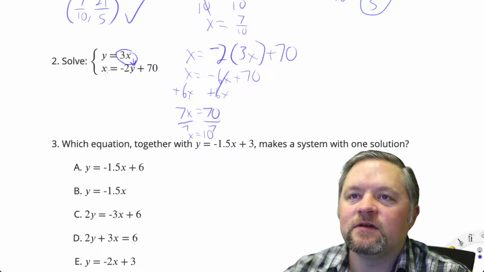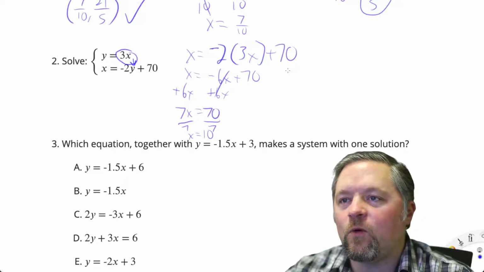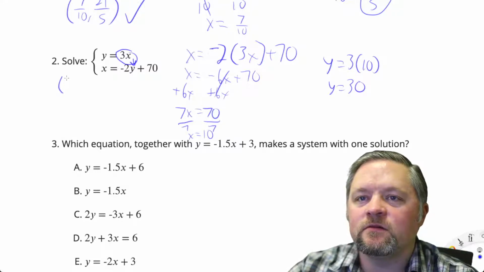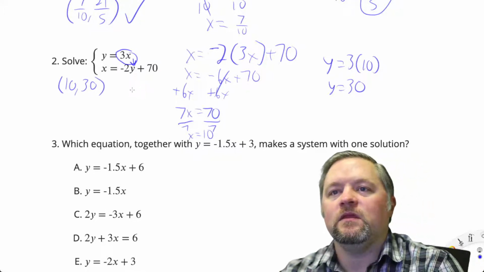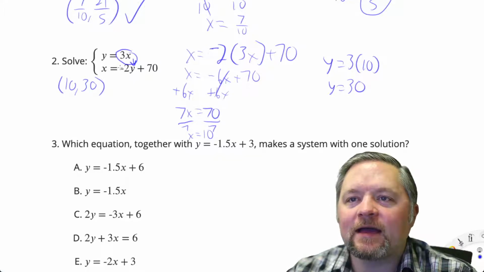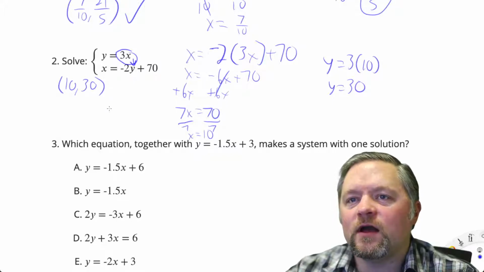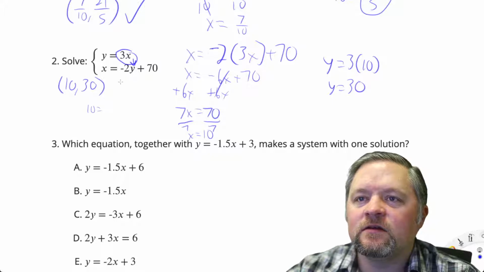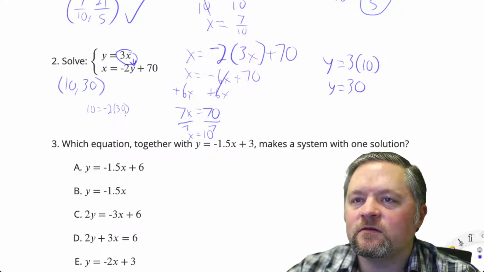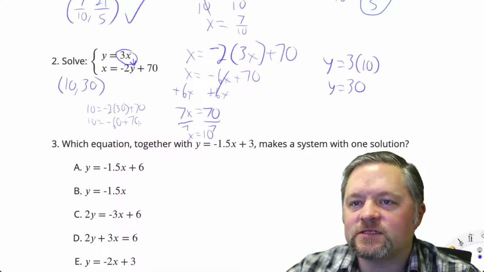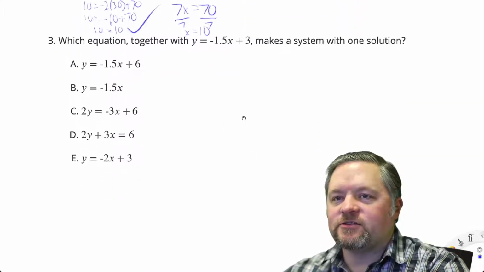No, we're not. Just like before, we want to plug that back in and get a y value. y equals 3 times x, but x is 10. So y equals 30. Means we should have the point x value of 10, y value of 30. Plug that back into our other equation, which is x equals negative 2y plus 70. x is 10. Negative 2 times y, which is 30, plus 70. So 10 equals negative 2 times 30, which is negative 60, plus 70. That checks out. 10 equals 10. I love it when I check my answer and it was right.